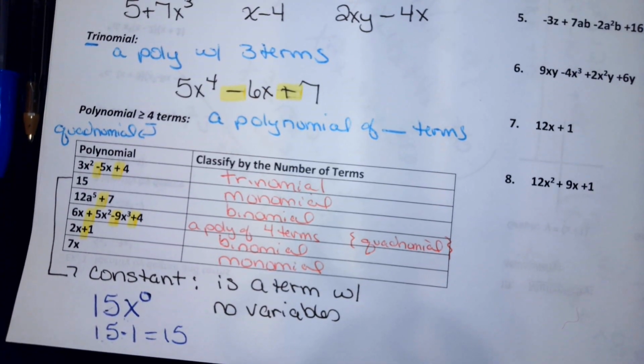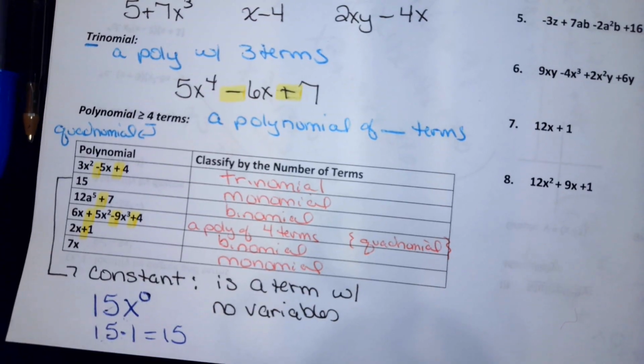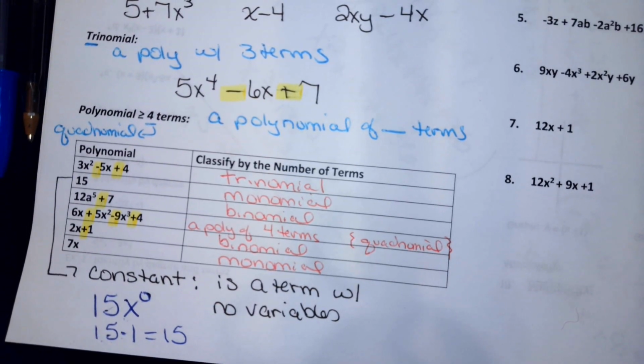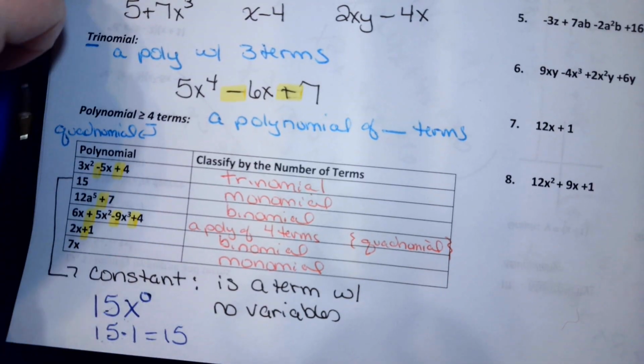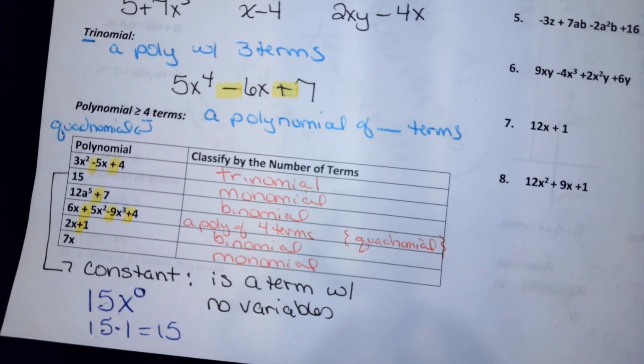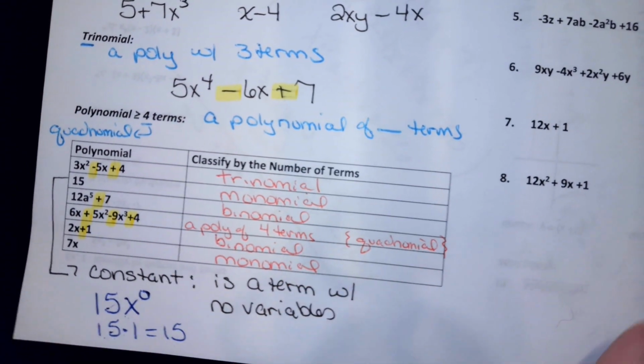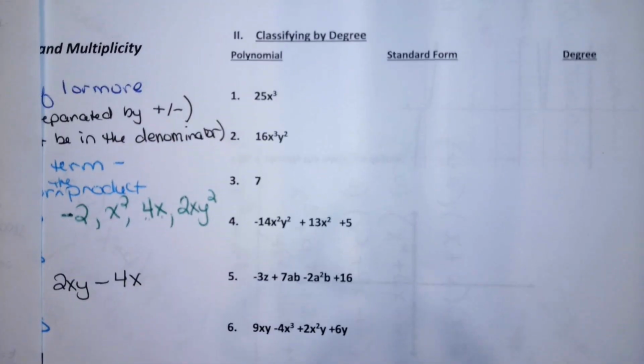All right. So when they ask you to classify by the number of terms, these are the words that they want you to use. Monomial, binomial, trinomial, or a polynomial of blank terms. All right. So then next we're going to look at classifying by degree.